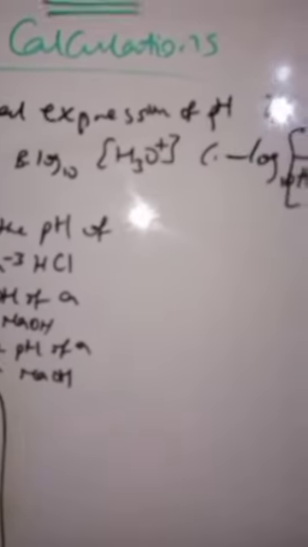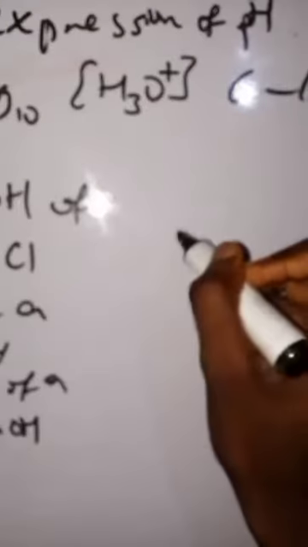Before I start the solving, I just want to explain something briefly. When you say pH, it is for what? It is for acids. Yeah, you know that, right? When you are dealing with pOH, it is for base. So anytime you see OH, you are dealing with base. You see H, it's acid. Just take care of that.